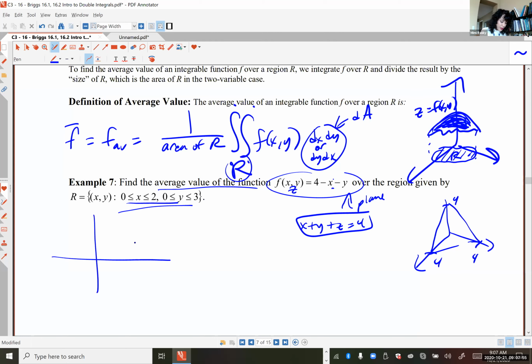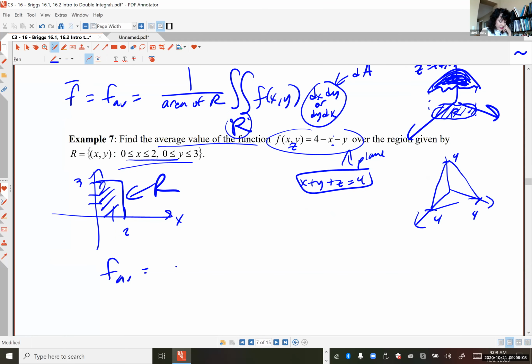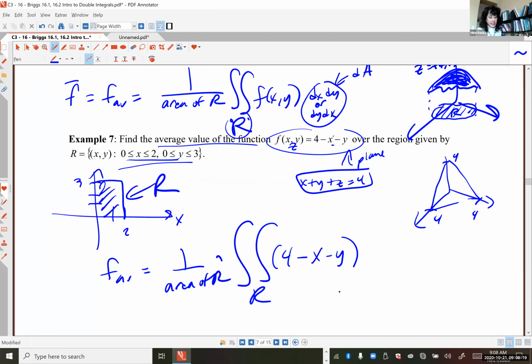So in the xy plane, the region of integration is going to have x going from 0 to 2 and y going from 0 to 3. So it's just a rectangular region, okay? So our f average is going to be 1 over the area of the region multiplied with the double integral over that region of the function 4 minus x minus y. Now the dA, I'm going to choose my favorite order of integration. That's the vertically simple dy dx. Now I have to iterate the integral.